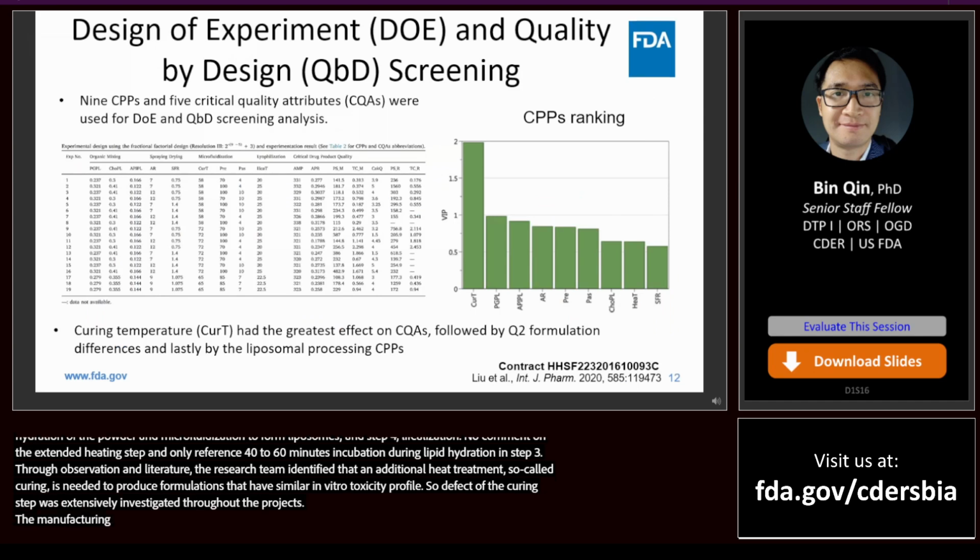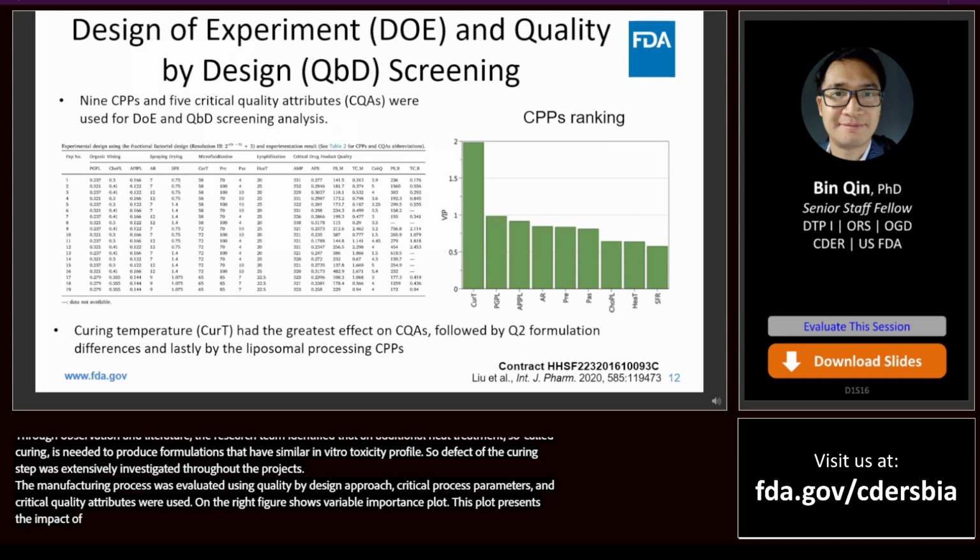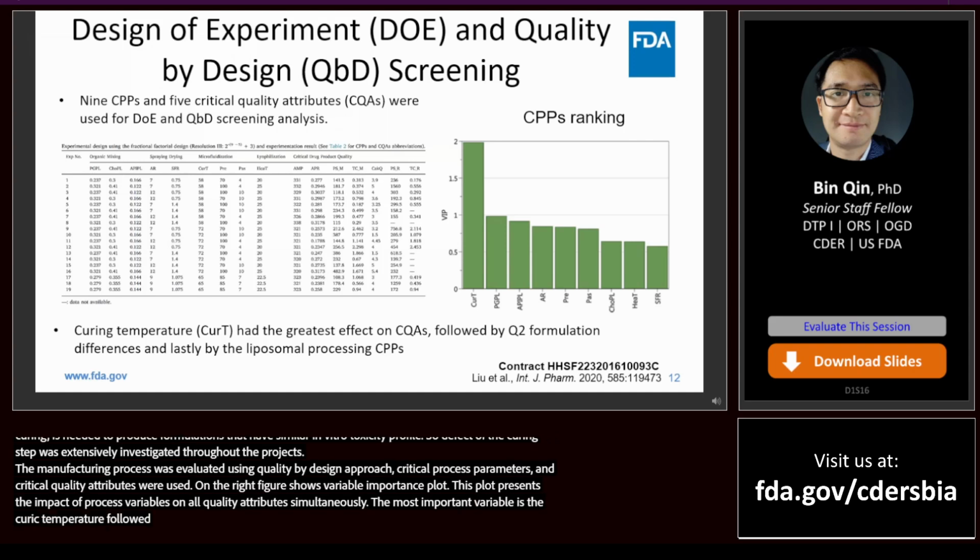The manufacturing process was evaluated using quality by design approach. 9 critical process parameters and 5 critical quality attributes were used. The figure on the right shows the variable importance plot. This plot presents the impact of all process variables on all quality attributes simultaneously. The most important variable is the curing temperature, followed by quantitative formulation difference, and lastly by liposome processing parameters.